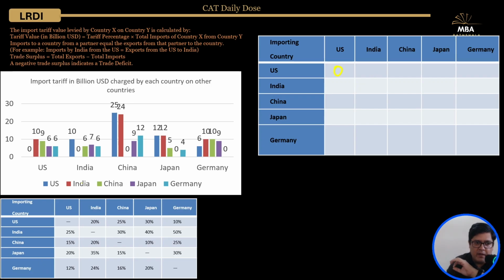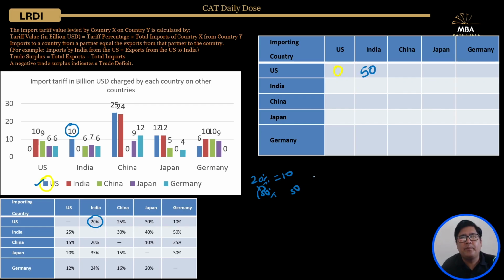Now listen to this. This is US, US is dark blue. US is charging India 10 billion tariff. US is charging India 20% tariff. So in my mind, I can say 20% is equal to 10 billion. I don't need to write it down. So 100% is 5 times, so 50 billion. So US is getting imports from India worth 50 billion.